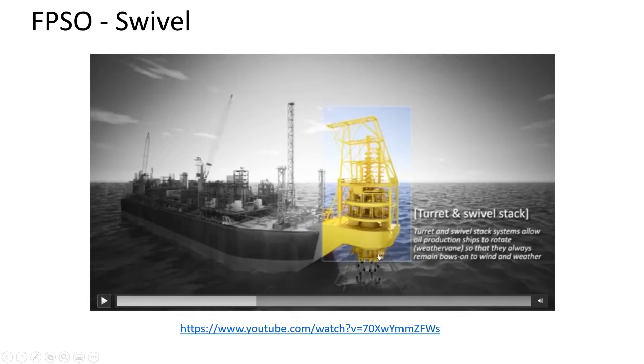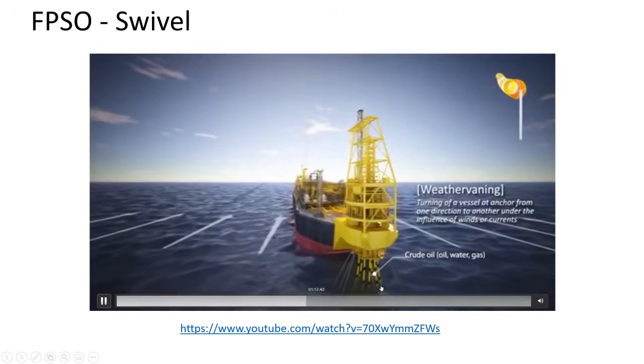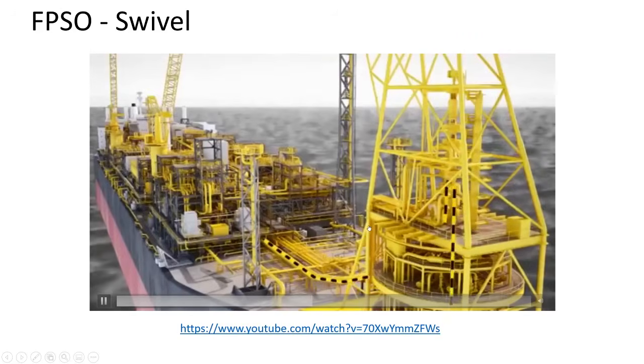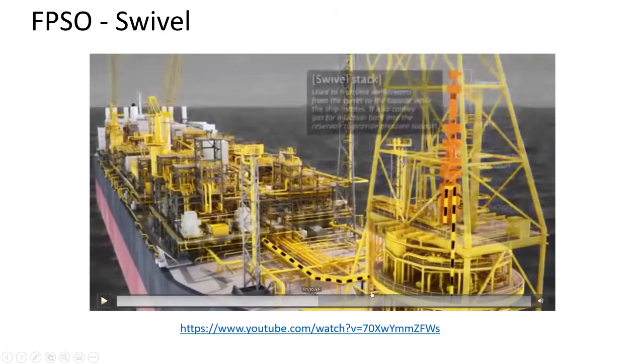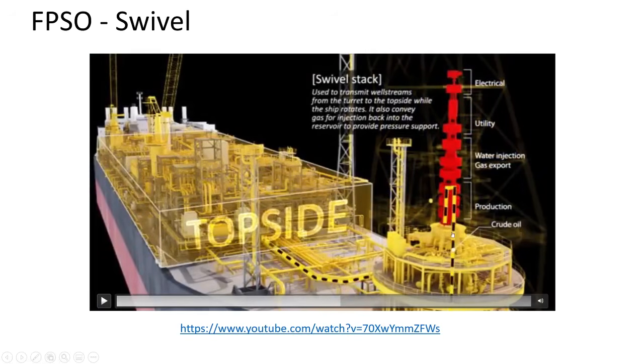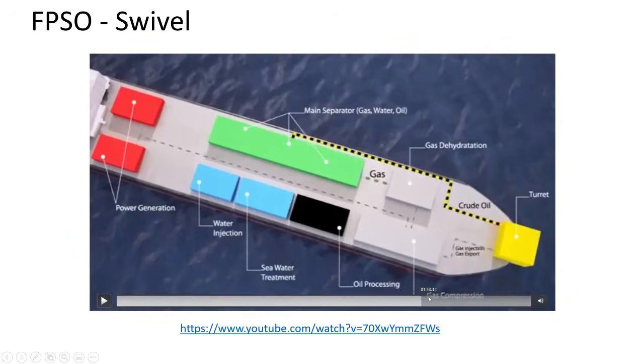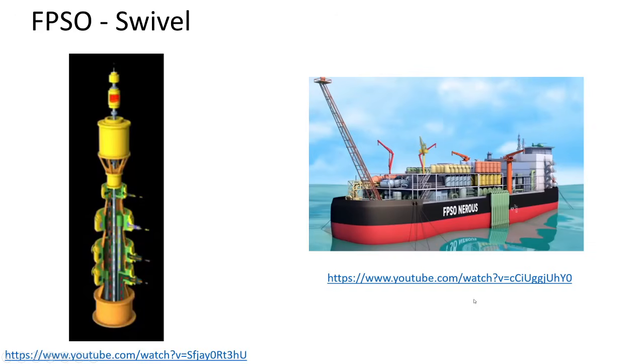And that's what is called the swivel here. Then you see the fluid coming up here. This allows the rest of the ship to rotate. This can rotate to accommodate the wind and wave conditions, but this one will always remain in the same place. Okay, so this is the swivel, part of the swivel. And there are some more.